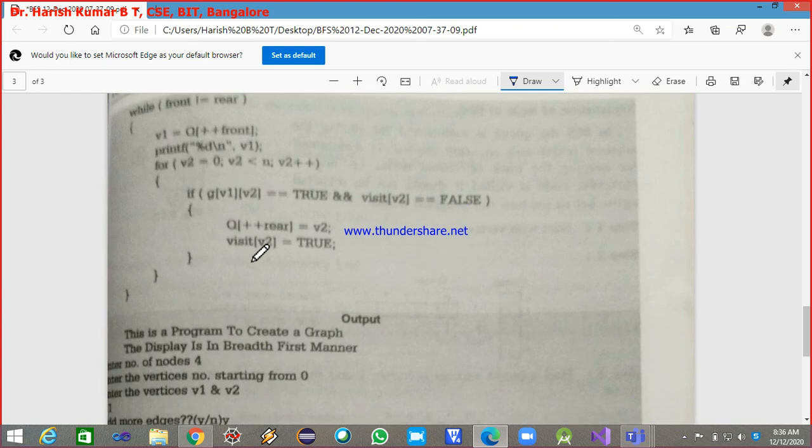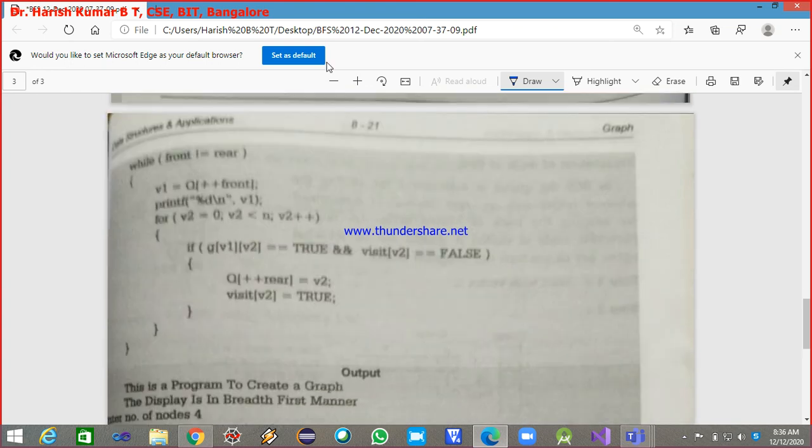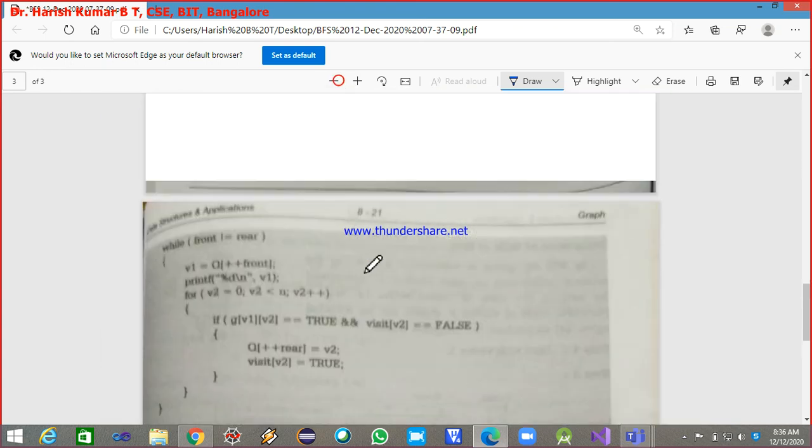I hope it is not blurred. Can you people see? Is it visible? Yes, sir. Okay.